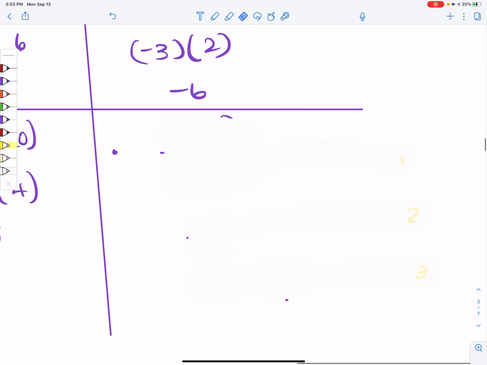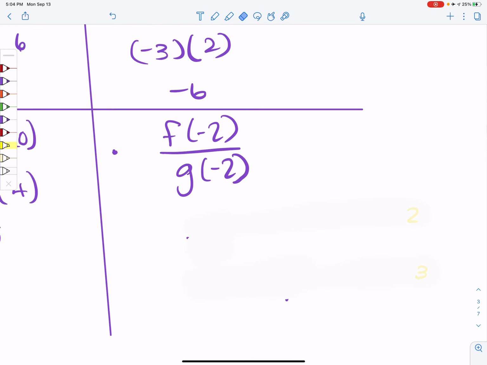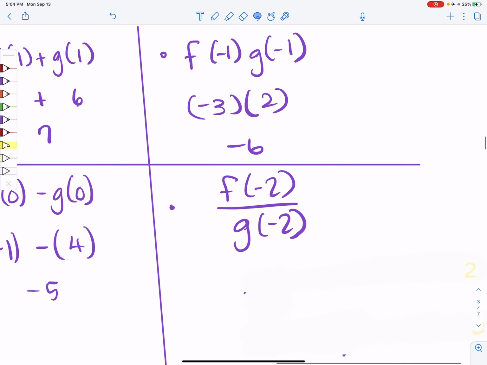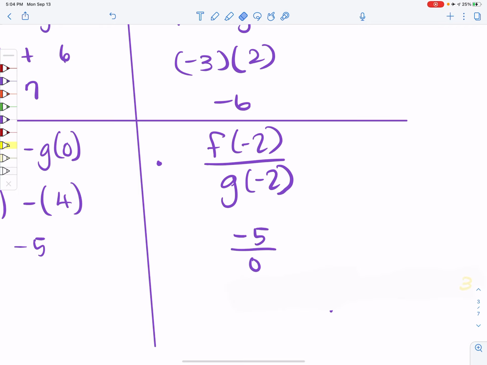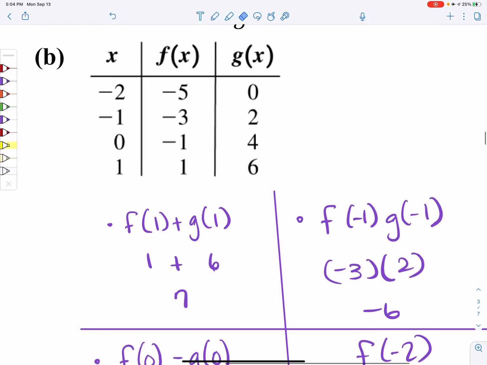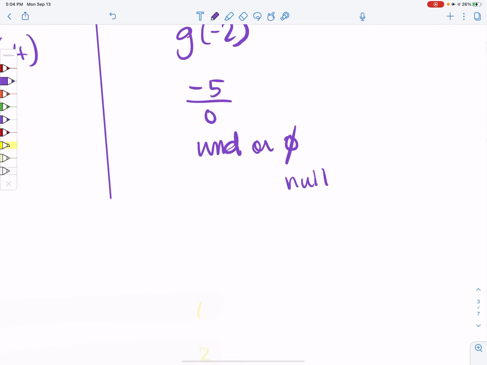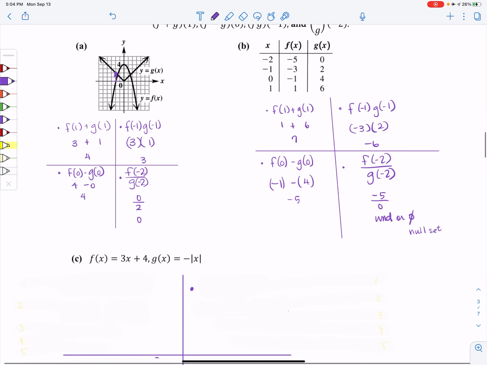And the last one, we have division. f of -2 divided by g of -2. So come back. Here's what we want to look at. So f of -2 is -5. g of -2 is 0. Oh, wait a second. We're not allowed to divide by 0. So you could say that this is undefined, or you could use the symbol for the null set. Okay, they're the same thing.